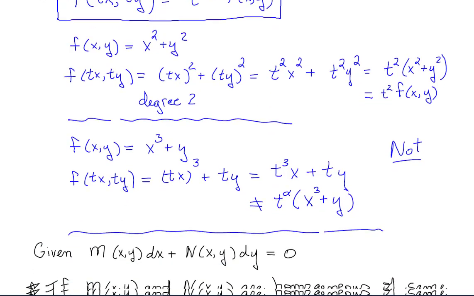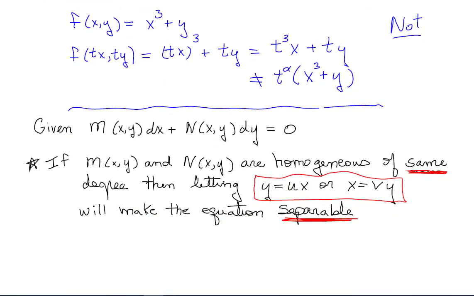Now a function doesn't have to be homogeneous. For example, f of x and y is x cubed plus y. If I plug in tx, ty, then I get tx quantity cubed plus ty. And when I simplify that, I get t cubed x cubed plus ty. But there's no power of t that I can get out of this that would give me back my original function. So a function doesn't have to be homogeneous.